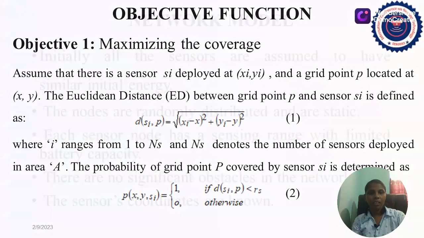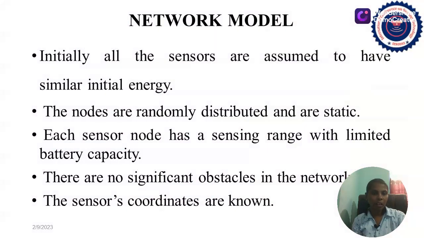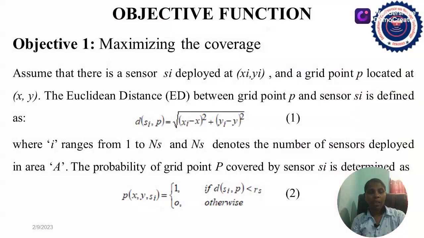Sorry, this is the network model, how we design the network. And then the next one, the optimization algorithm. First of all, we want to make the objective function. The main objective function is to maximize the coverage. Mainly it's based on the Euclidean distance, maximizing the coverage.